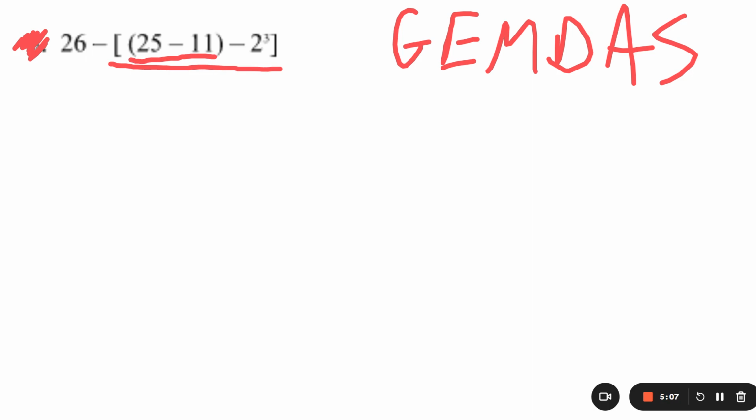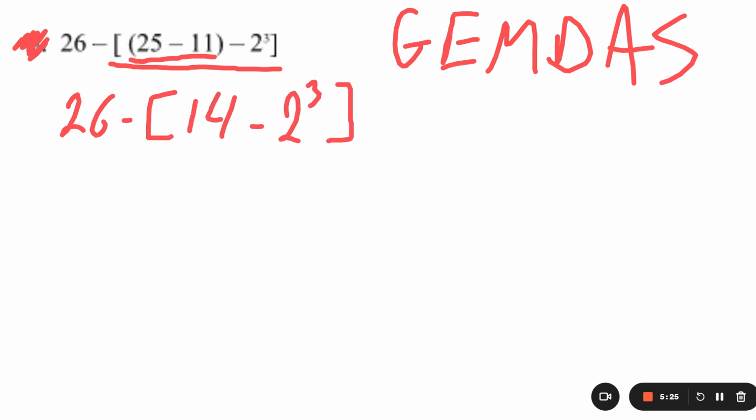25 minus 11. And y'all, with this, you guys can use your calculator. So make sure that you are using your calculator. And I'll put out a video showing you guys how to use a calculator so that we can get the right answers. So 26 minus whatever the grouping is of 14 minus 2 to the third power.